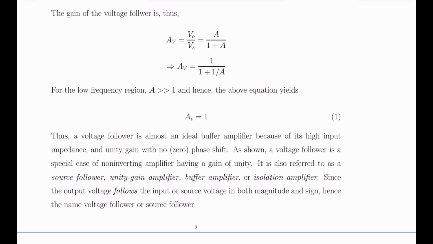Since A is extremely high, it is of the order of 10 to the power 5, therefore 1 upon A tends to 0. In such a case, the previous equation becomes Av equal to 1. Thus, a voltage follower is almost an ideal buffer amplifier because of its high input impedance and unity gain with no phase shift.